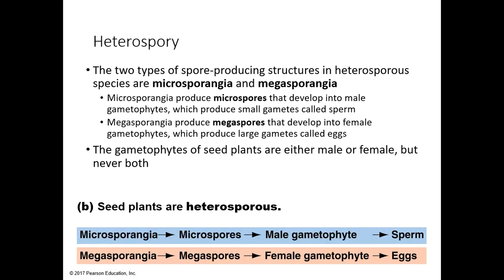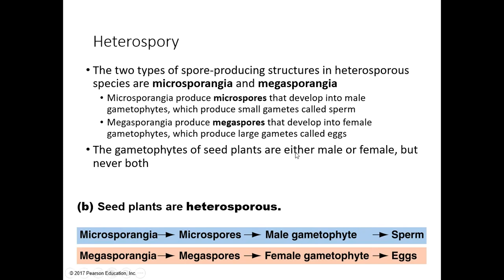So now we see something called the microsporangia and the megasporangia. In heterosporous species that are more complex, we've got separate structures here, the microsporangia and the megasporangia. The microsporangia is ultimately going to produce sperm. So microsporangia produces microspores, which produce a separate male gametophyte, which makes sperm. The megasporangia produces megaspores, which produce the female gametophyte, which produces eggs.